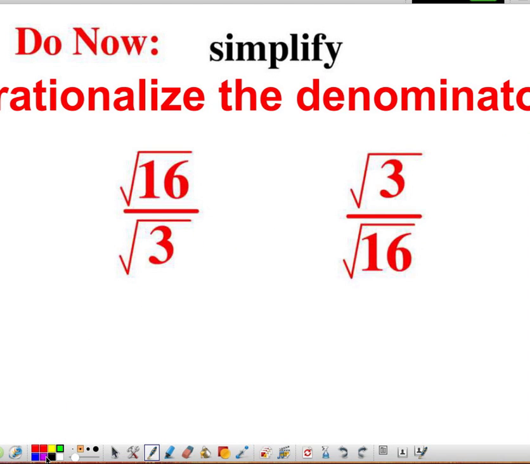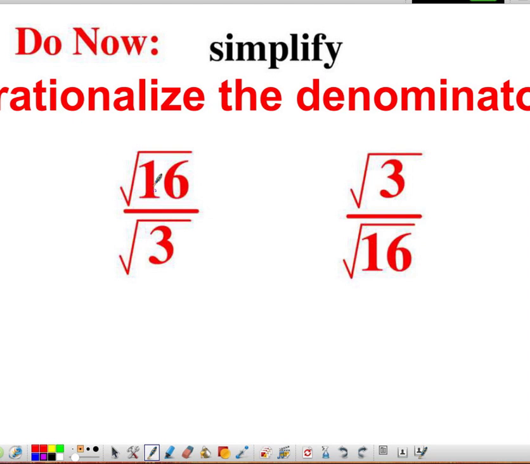Now, why do we want to do that? Well, that's just basically a formality in mathematics. We don't want a square root in the denominator, so we have to find a way to get rid of it. So that is the whole point of this.